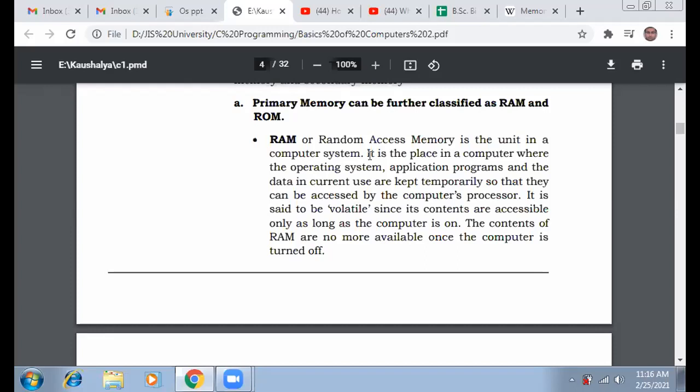RAM is generally of two types: static RAM and dynamic RAM. As an internal structure, RAM can be made with the help of transistors, or with cross-coupled diodes. Diodes or transistors.